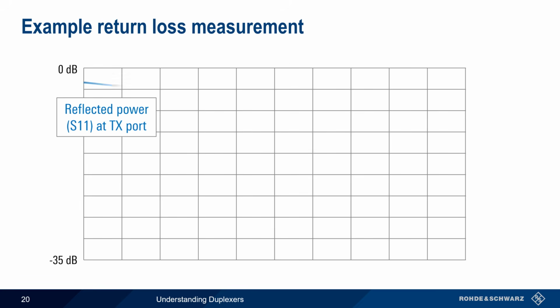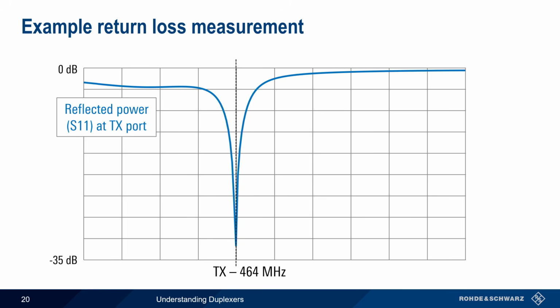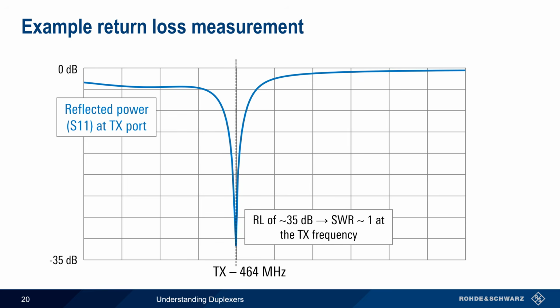Here we see an example of a return loss measurement made on the transmit port of our duplexer, which has been tuned for a nominal transmit frequency of 464 MHz. As we would expect, there is very high return loss and very low SWR at this frequency, meaning that a transmit signal at 464 MHz would see a very good impedance match with very little reflected power. Elsewhere, the level of return loss is very low. This means that most of the incoming power is reflected at these frequencies, and thus standing wave ratio would also be very high.